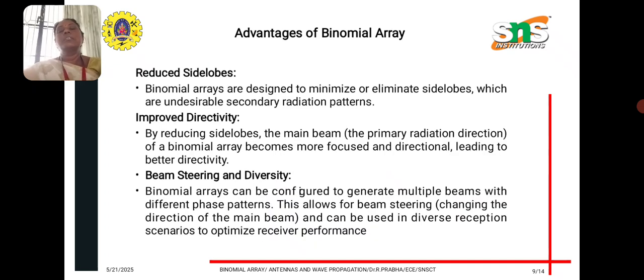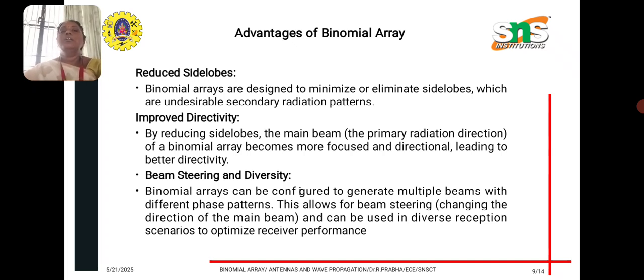Now discussing the advantages and disadvantages of binomial array. First, we are going to see the advantages. Reduced side lobe, which is the major aim of this binomial array. It minimizes or eliminates the side lobes, in applications where secondary patterns are undesirable, and improved directivity. By reducing side lobes, the main beam of the binomial array becomes more focused and directional, leading to better directivity.